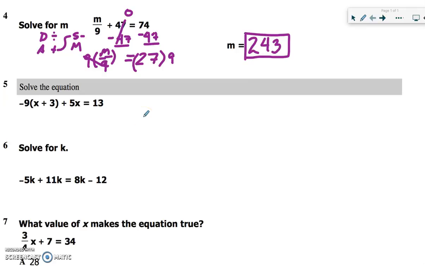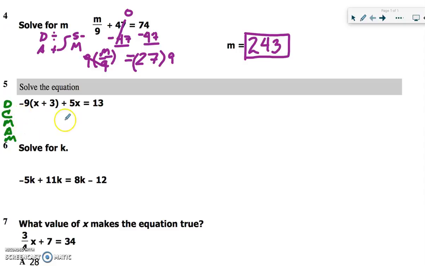Number 5. We have negative 9 times the quantity x plus 3, plus 5x equals 13. Y'all excuse me, I was trying to do 2 things at one time. That's what I get. Okay, one thing at a time. I see a lot of variables in here. I think I might need to take Miss Gibbs' advice.